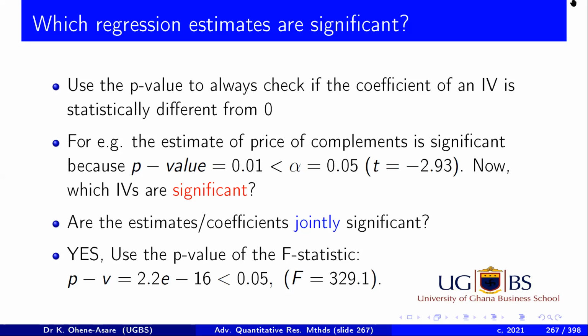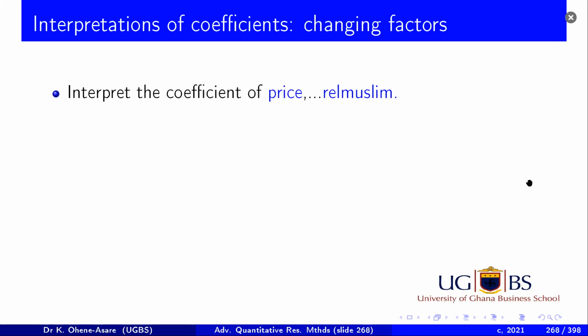Now let's look at the next thing, and I'm just giving you most of the key things that you will need whenever you are making sense of the analysis. All right, I've explained it. Let's go to the next thing. Interpret the coefficients of price all the way up to religion Muslims. Interpretation is key. In fact, normally you combine the interpretation with whether or not it's significant. I'm going to do one interpretation for you, and then we can check it.